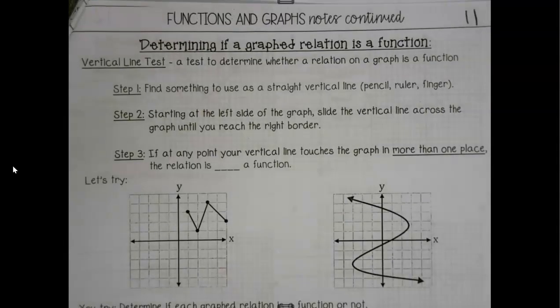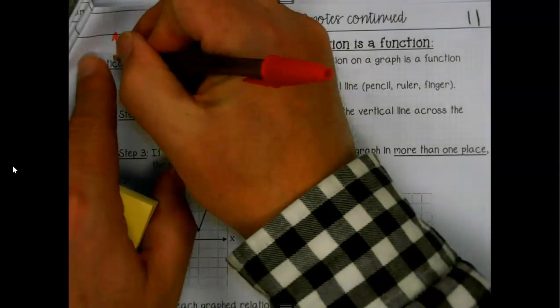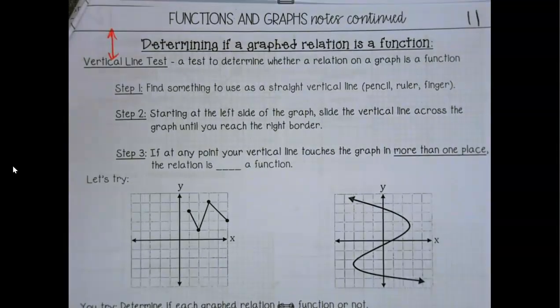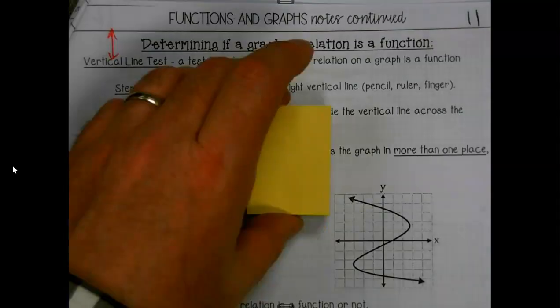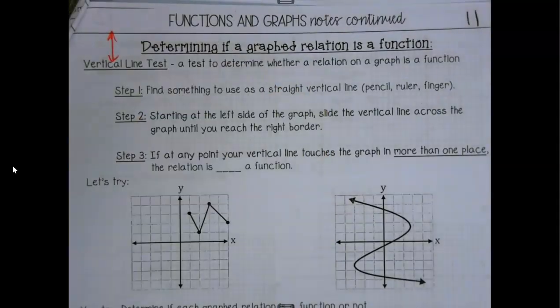Okay, what if I just get a graph? What if I have no numbers? So we're going to use what's called the vertical line test. What direction is that? Up and down or side to side? Up and down. All right, so we're doing the vertical line test here. So find something to use as a straight edge. I have my little Post-it notes here.